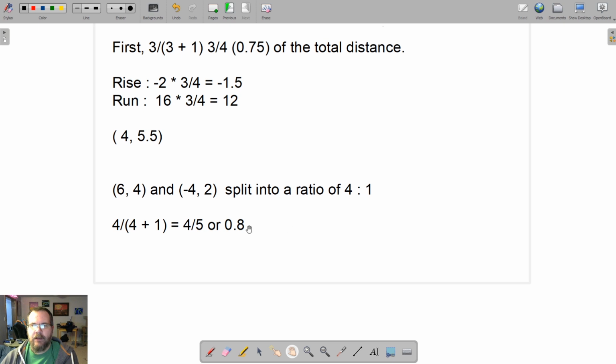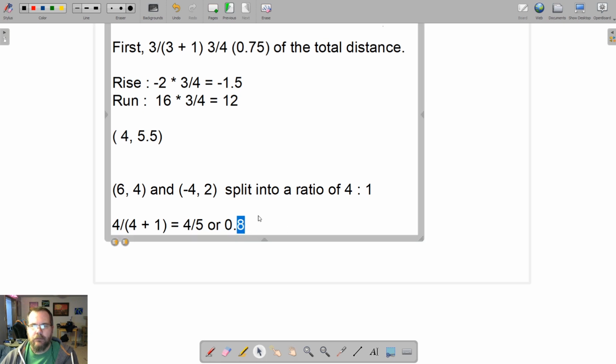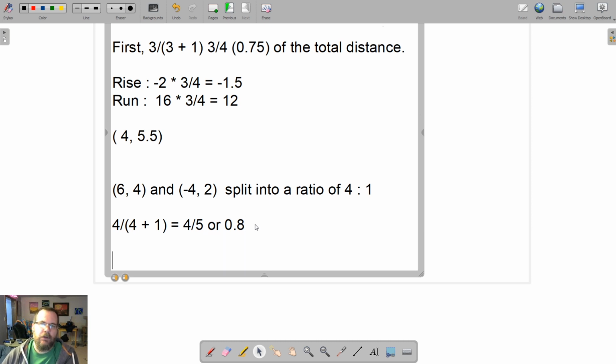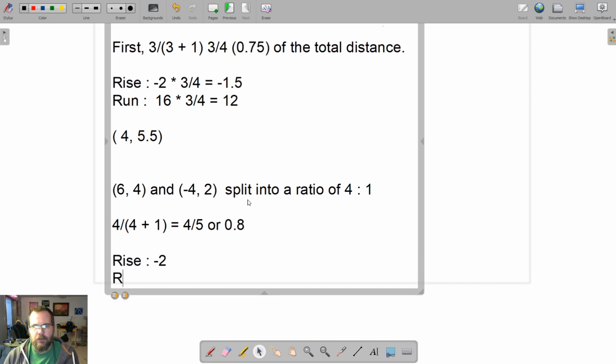Now once I have that, I want to now look at the rise and run of these two. So between these 2 points, I want to look at how much does it rise and how much does it run. So the rise from 4 to 2 is going to be -2, and the run from 6 to -4 is going to be -10, because 6 to -4 is going down 10. 4 to 2 is going down 2.